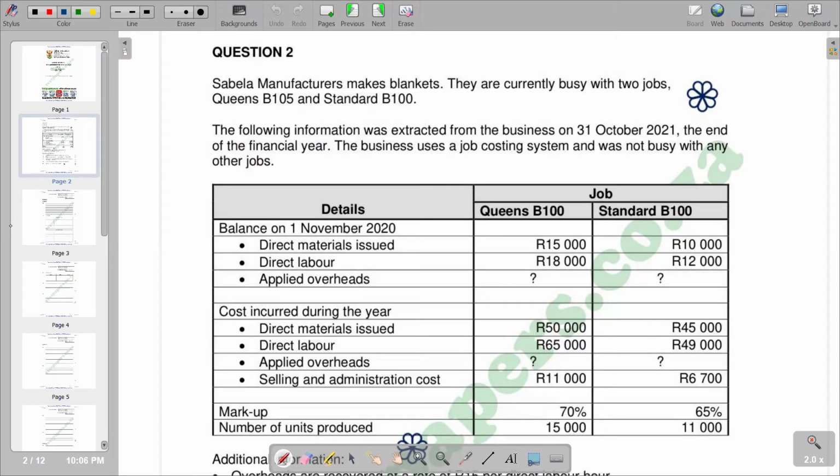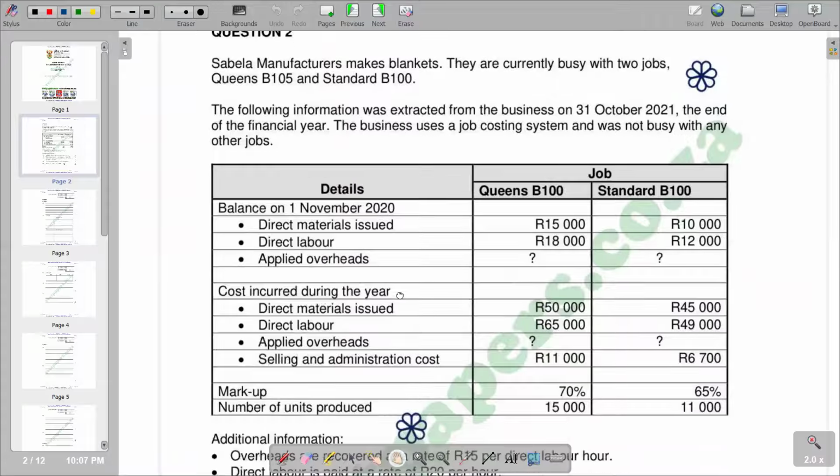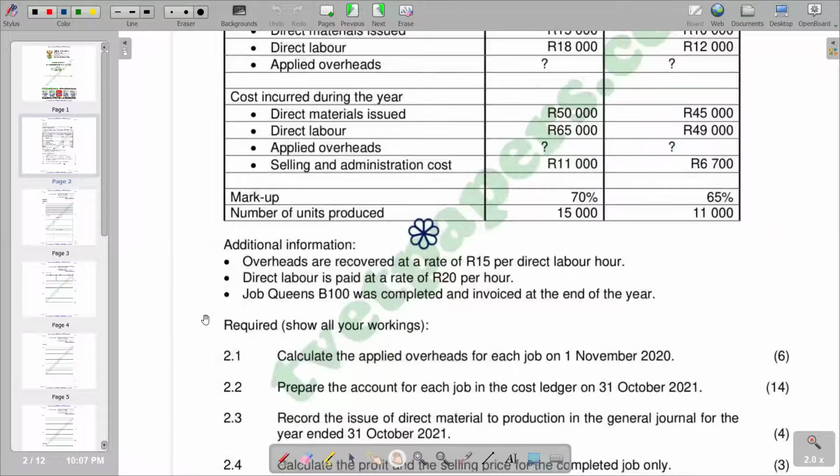Our question reads, Sabela Manufacturers makes blankets. They are currently busy with two jobs, Queens B105 and Standard B100. The following information is as at 31 October 2021, the end of the financial year. The business uses a job costing system. For the information that we have in the table, beneath the table you are given additional information that you also need to go through.